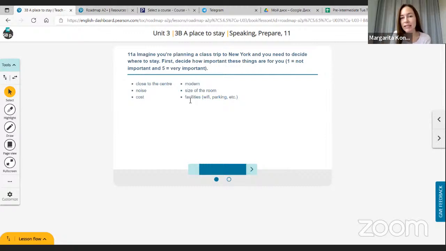And facilities. Facilities can be anything, for example, Wi-Fi, parking, or we will be discussing not really facilities, but things to do. Things to do. For example, you can learn about local culture, you can go swimming, and other things. Yeah, so instead of facilities, we will be discussing things to do.